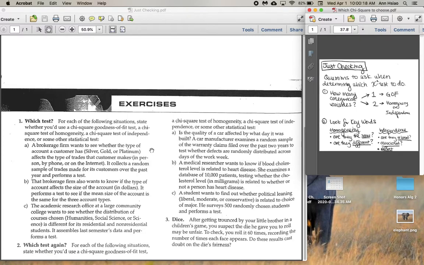All right, go ahead and pause the video. Decide for just, let's do number 1 first, A, B, and C. Decide which test to do or other, and then unpause for the answer.